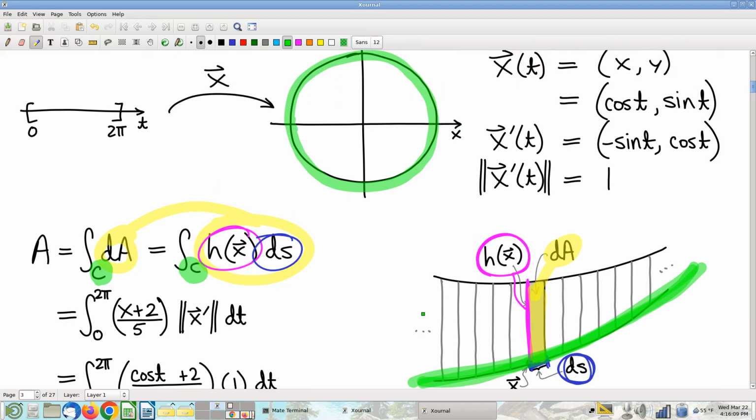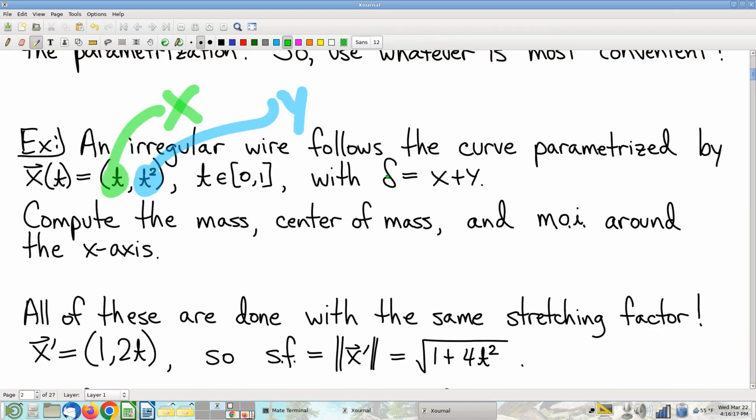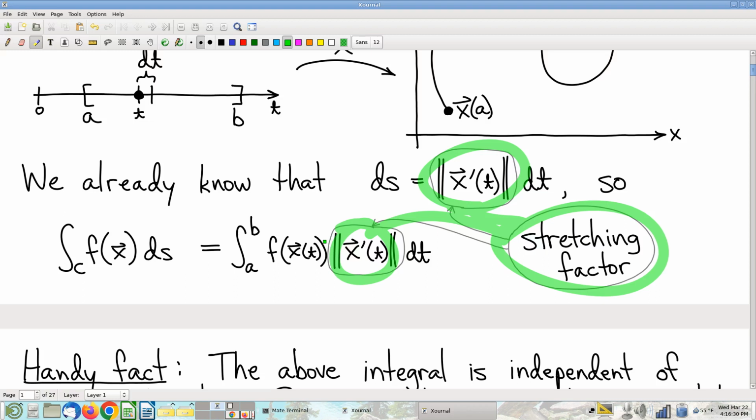Okay. So, we got an integral to compute here. Let's dive in. How do we compute line integrals? Well, we've got this formula back here. If you want to compute a line integral, compute the speed. The speed is your stretching factor. And basically, just don't forget to insert the speed and go ahead. Plug in, pull back, and off you go.